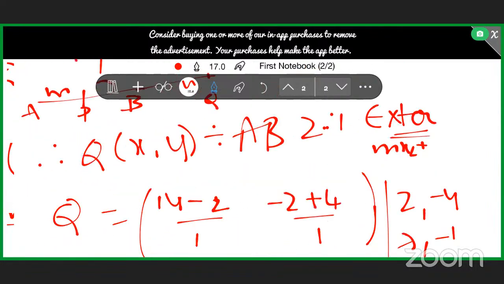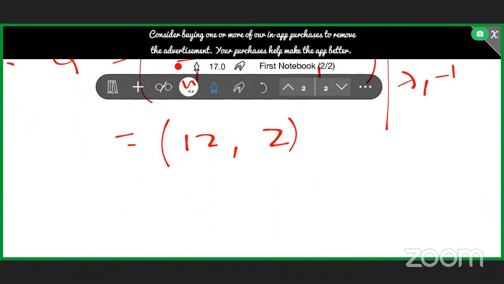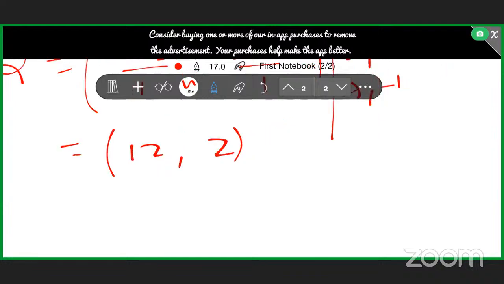Do you understand this problem? Yes, sir. Shall we solve this next problem? Yes, sir. Okay, we will solve the next problem.